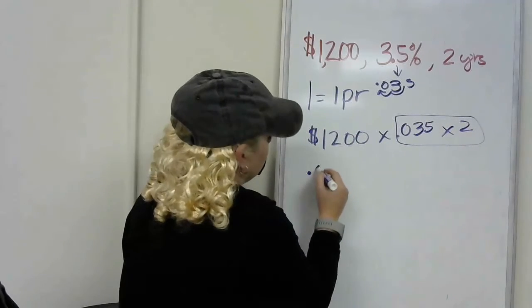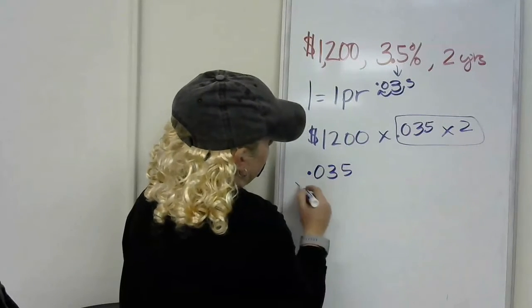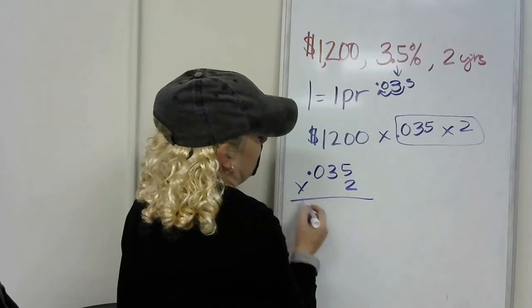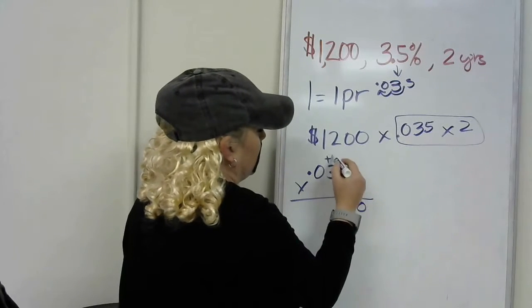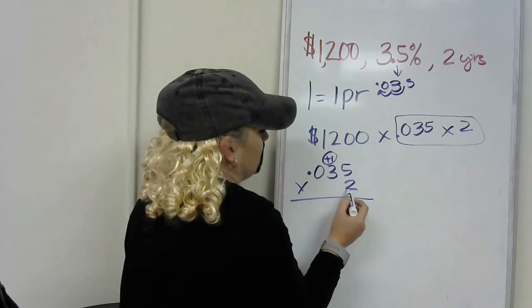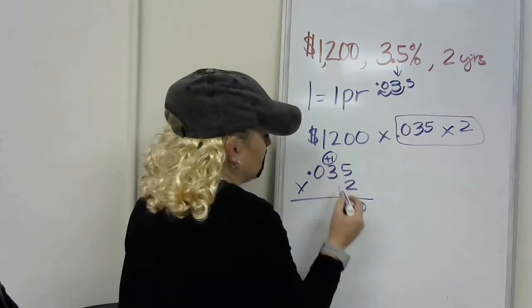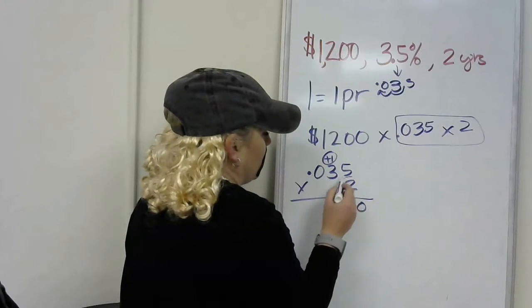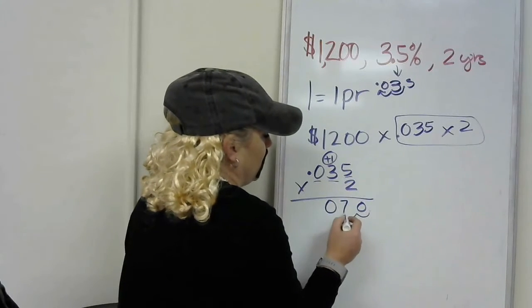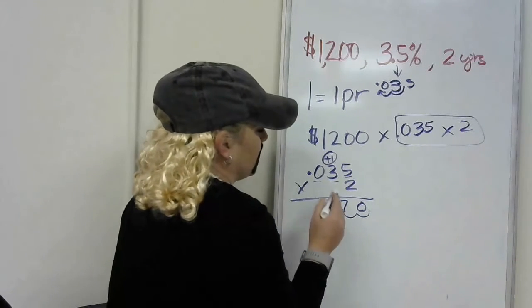So we have 0.035 times 2 years. Okay, so we have 5 times 2, which is 10. The 0 can stay. The 1 got to go. And 3 times 2 is 6. And 6 plus 1 is 7. And 0 times 2 is 0. And we got 1, 2, 3 decimal places. Boom, boom, boom. All right. So that's what that is.